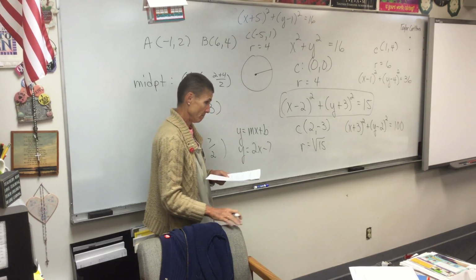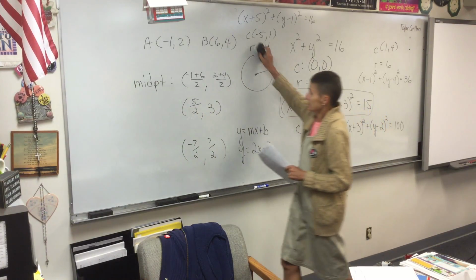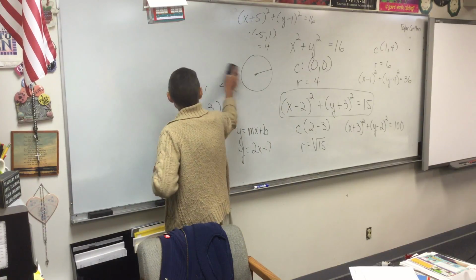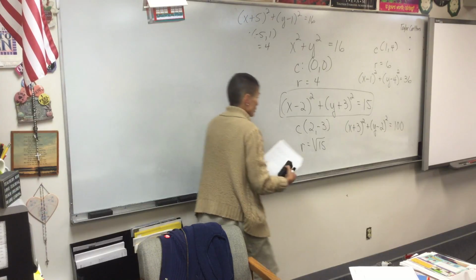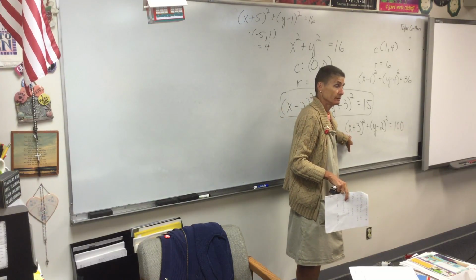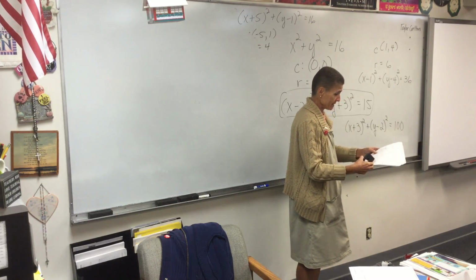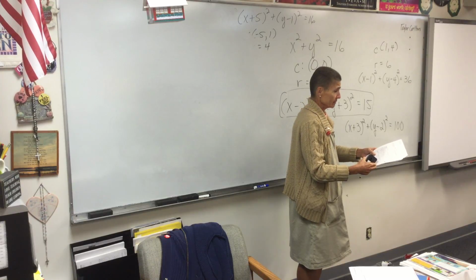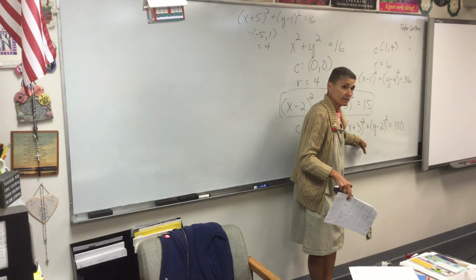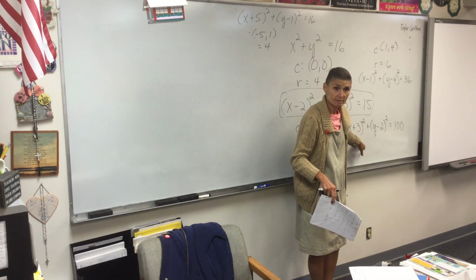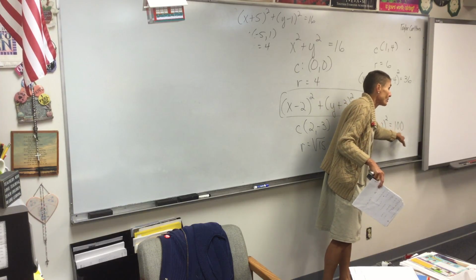Look at problem C. Problem C is asking you to write the equation of a circle. Isn't that what Finn just did? Didn't Finn just write the equation of a circle? He did a great job. But question C doesn't give me what I need. What did Finn need to write this equation? He needed to know what the center was, so he could fill in these. And he needed to know what the radius is, so he could fill in this.